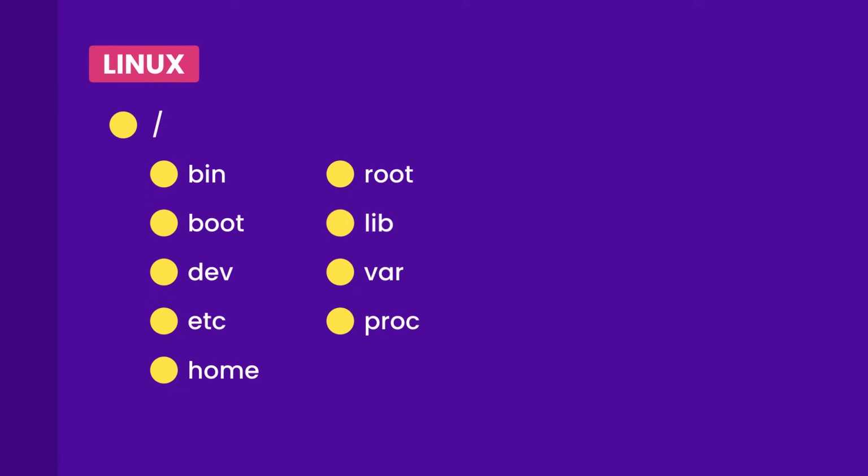Then we have lib, which is used for keeping library files like software library dependencies. We have var, which is short for variable. And this is where we have files that are updated frequently, like log files, application data, and so on. And finally, we have proc, which includes files that represent running processes. So once again, in Linux, everything is a file. Processes, devices, even directories are files.